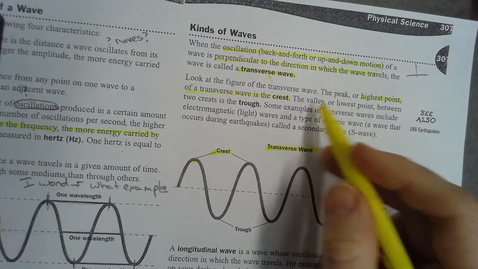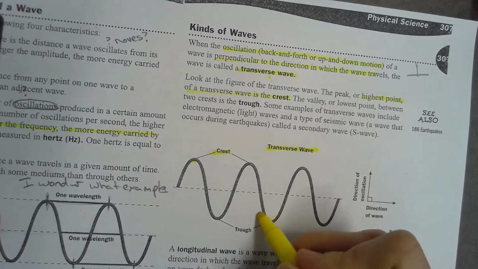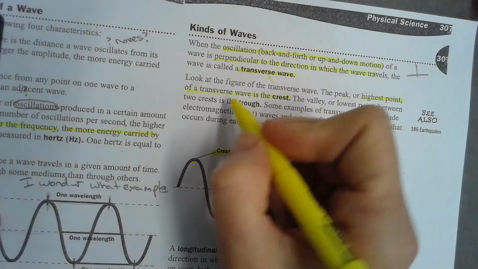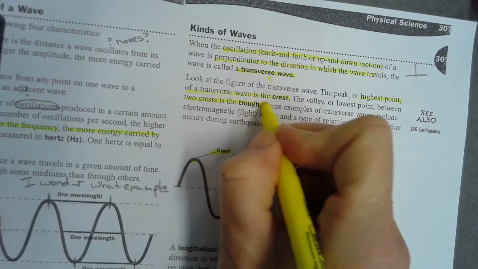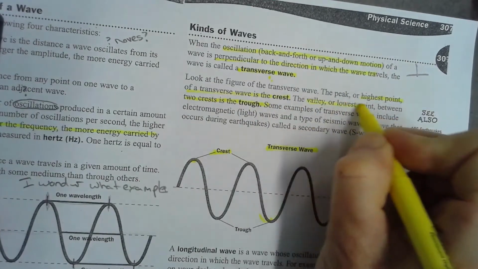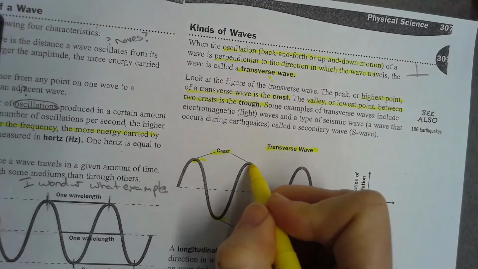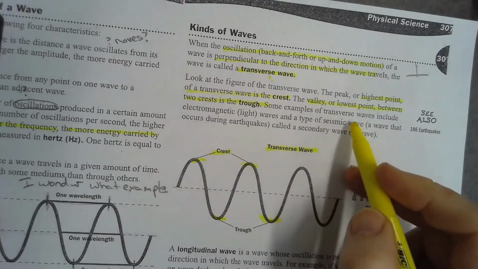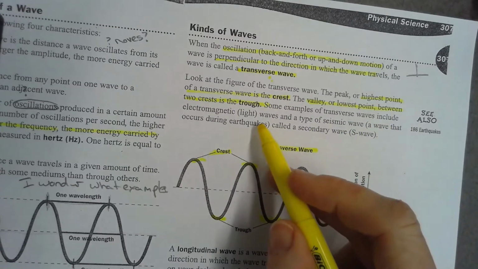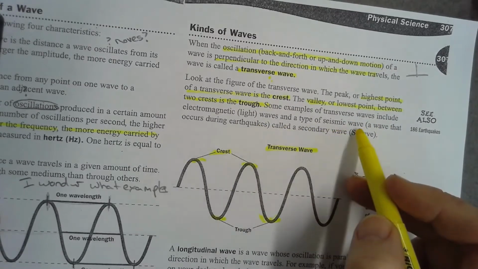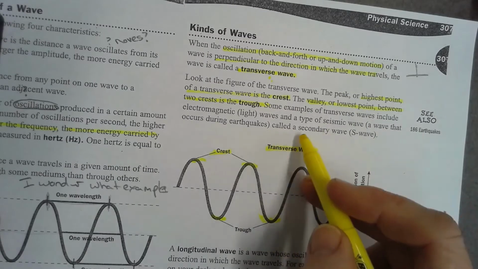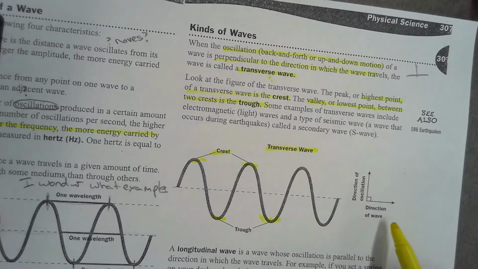The valley, or the lowest point, is called a trough. The valley, or the lowest point between 2 crests, is a trough. So this is my trough, and this is the crest. Some examples of a transverse wave include electromagnetic waves and a type of seismic wave, a wave that occurs during earthquakes, called a secondary wave.